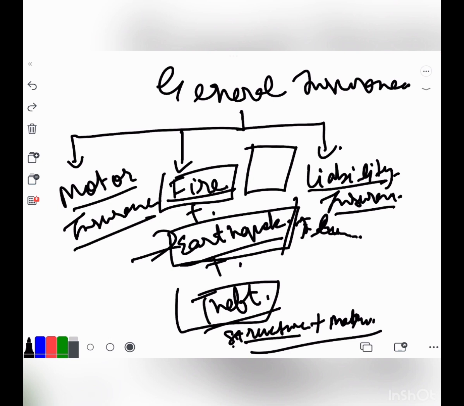So liability insurance, director's liability, that is, the director makes some mistake and the organization suffers. So director's liability insurance is there. Any liability is covered in this particular insurance.